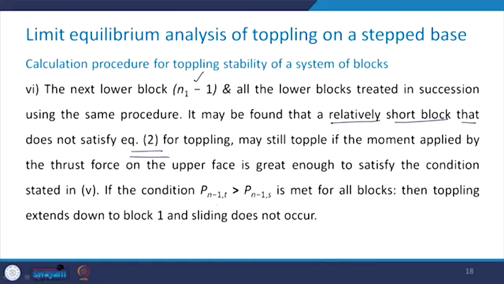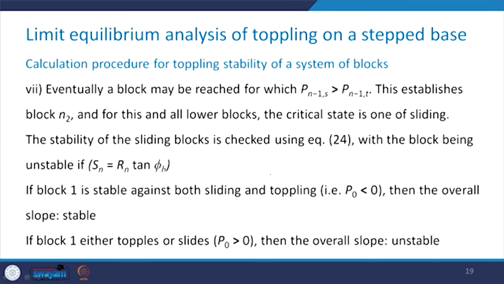Now, if the condition, that is P n minus 1 toppling is more than P n minus 1 sliding, is met for all the blocks, what does that mean? That the toppling extends down to block number 1 and sliding will not occur at all for all the blocks which are there on that slope.